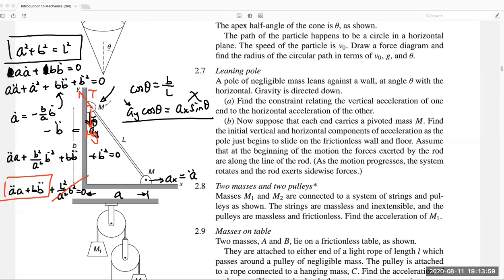Also, there is a normal force here, and then there's tension along the rod. And then if you write down two equations, you can write down another equation relating the tension and also the vertical and horizontal acceleration, and that's it. You can solve these equations.